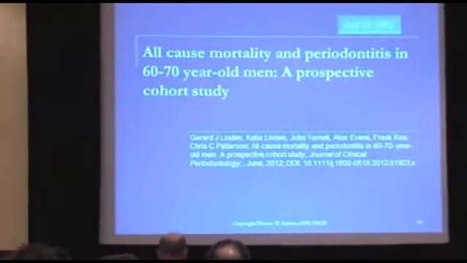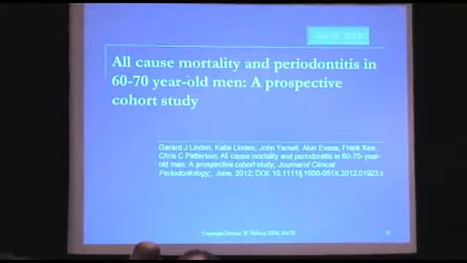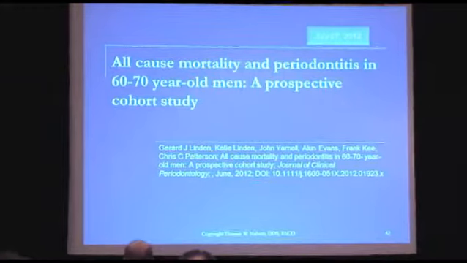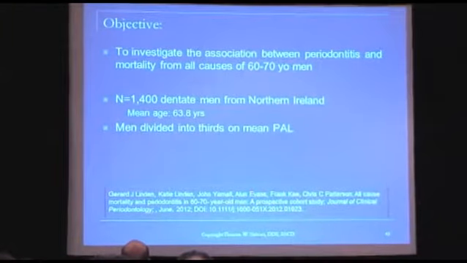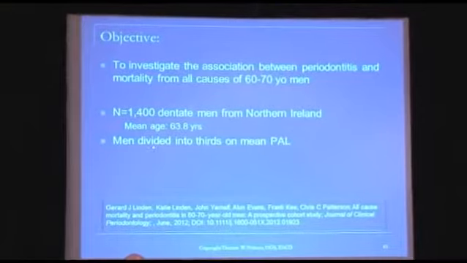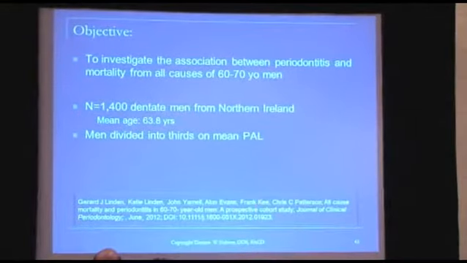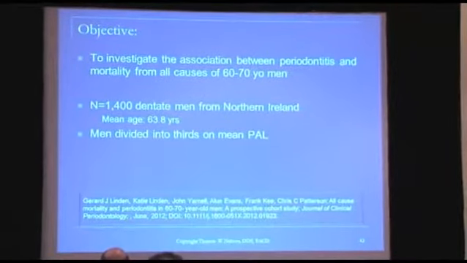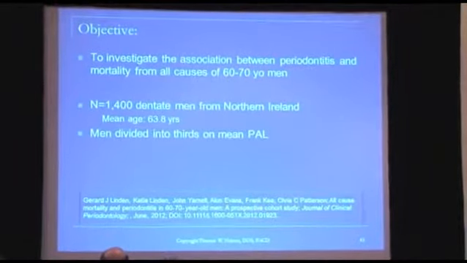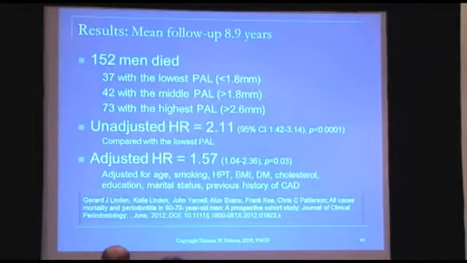So this is an interesting study that was just published in July of this year on all-cause mortality in periodontitis in a 60 to 70-year-old Western European group, and they looked at 1,400 men in this age group from Northern Ireland, and they divided the men into thirds based on periodontal attachment loss. And what is really so interesting about this case is certainly the deaths of the individuals that occurred and the correlation to periodontal disease, but look at the pocket depths of these individuals. So 152 men died during this 8.9-year follow-up.